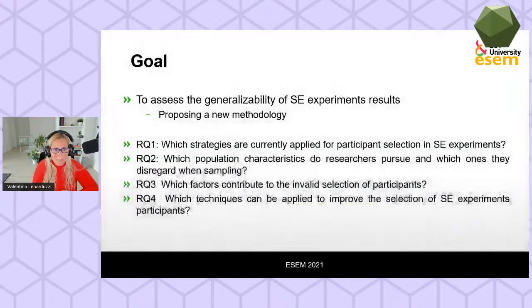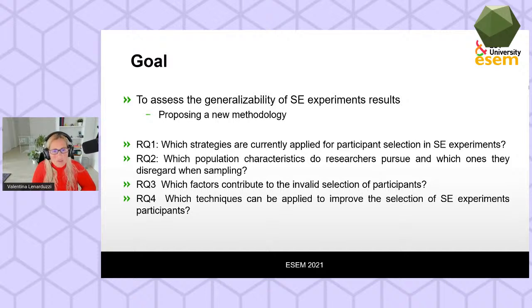Next. So based on this assumption, based on this preliminary investigation, we define our goal. Our goal is to assess the generalizability of software engineering experiment results and how, proposing a new methodology. We define four main research questions that will be part of our study in the future.